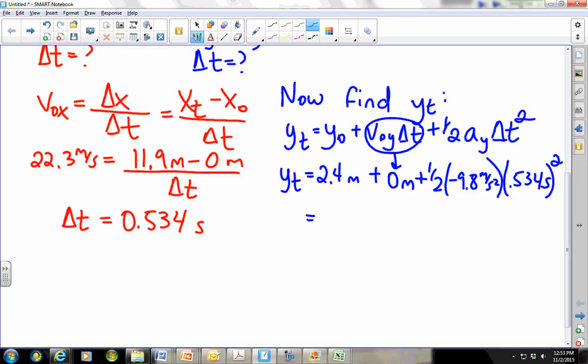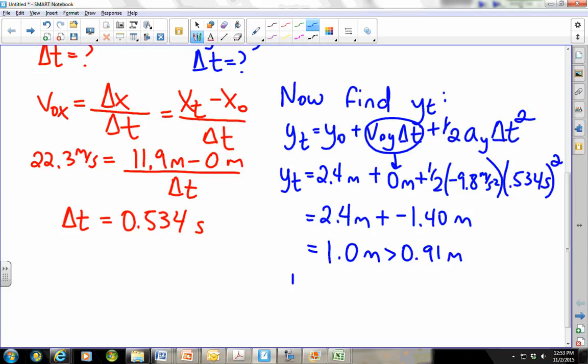Okay, hopefully if you do this all on your calculator, you end up with 2.4 meters above the ground, but subtract 1.4 that it falls during that time, and you end up with about a meter. So because a meter is higher than the net, it will clear the net.